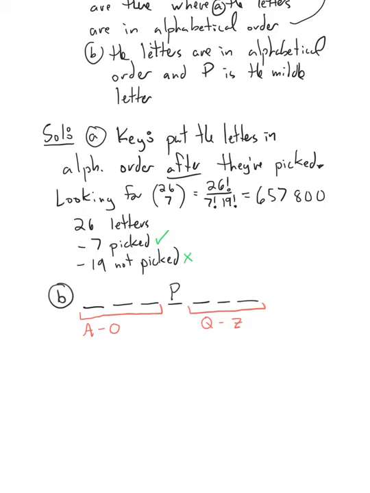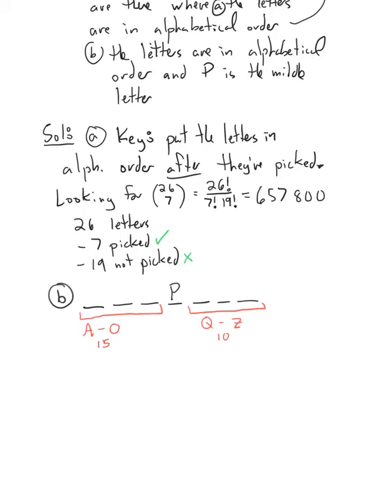So we need to figure out how many 3-letter words we can make in alphabetical order with the letters from A to O. I'll tell you that there's 15 letters there. And how many 3-letter words we can make in alphabetical order using the letters from Q to Z. And I'll tell you that there are 10 letters there. So 15 plus 10 is 25, plus the P is 26. We've accounted for all 26 letters, so it looks good.